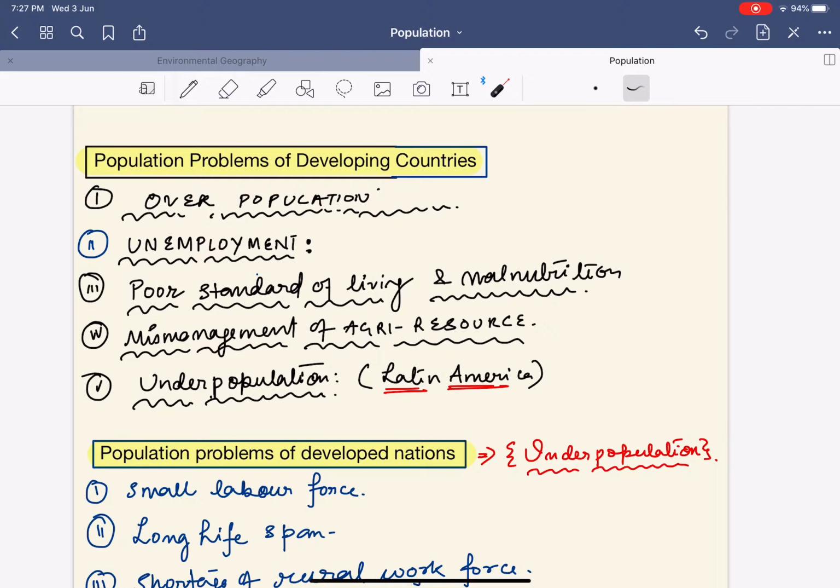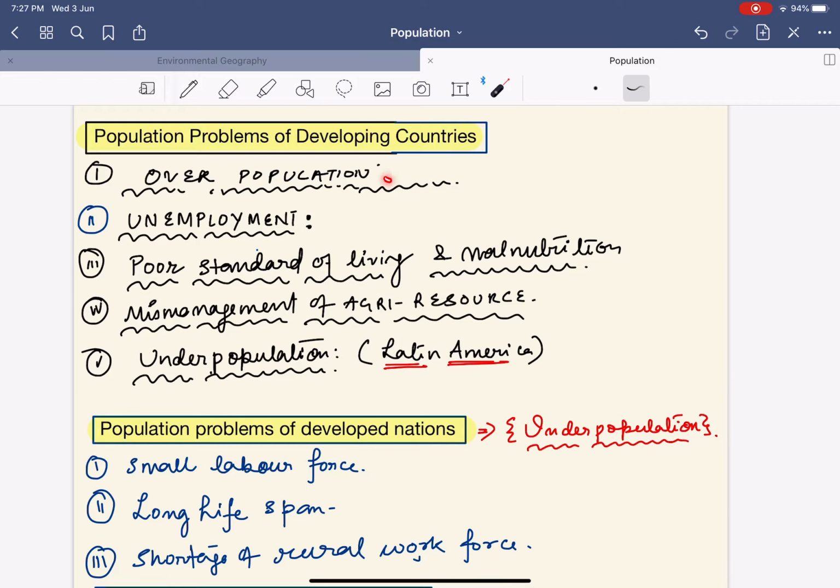Now, what are the population problems of the developing country? Please pay attention. First, it says overpopulation. Obviously, we know about overpopulation. Second, it talks about unemployment. Again, unemployment is because of overpopulation. Again, we have the poor standard of living and malnutrition. Again, one of the reasons is overpopulation. Last but not the least, it's the mismanagement of agricultural resources.